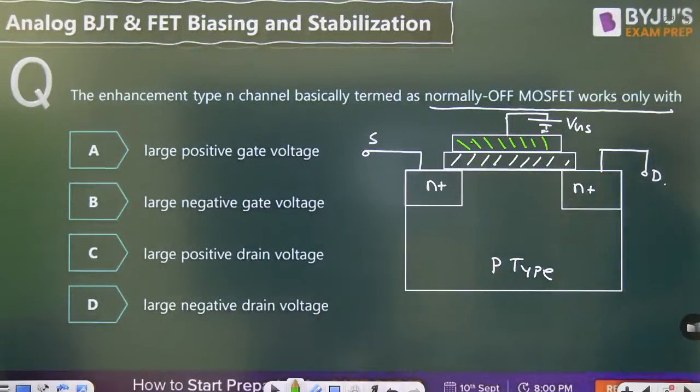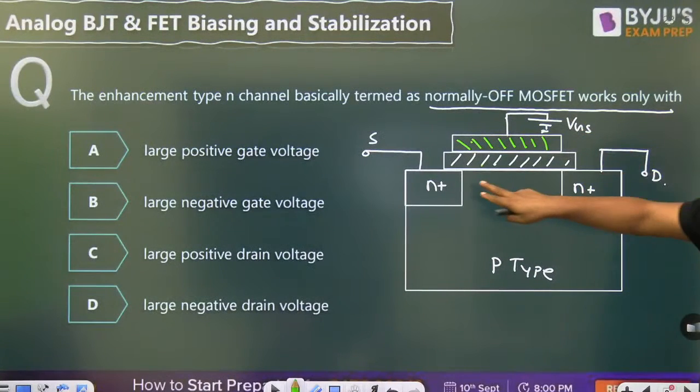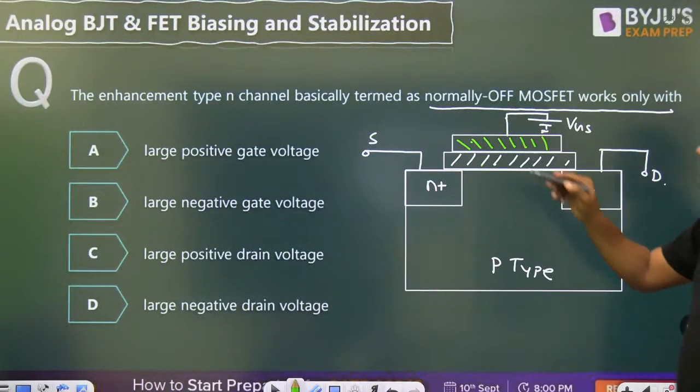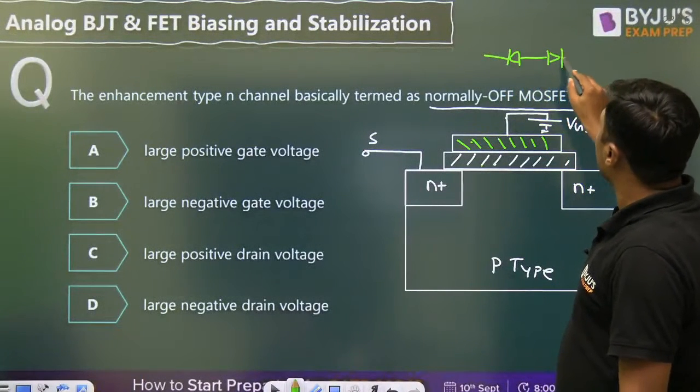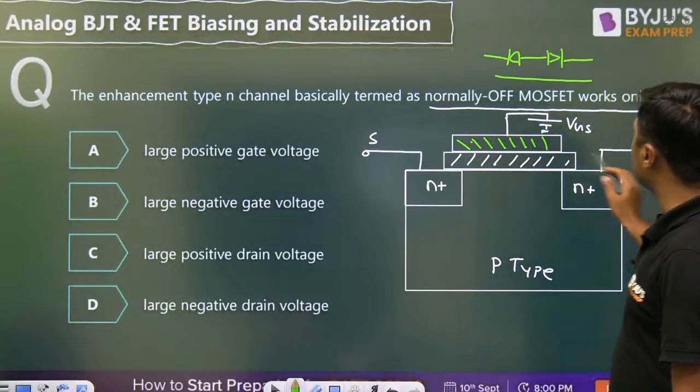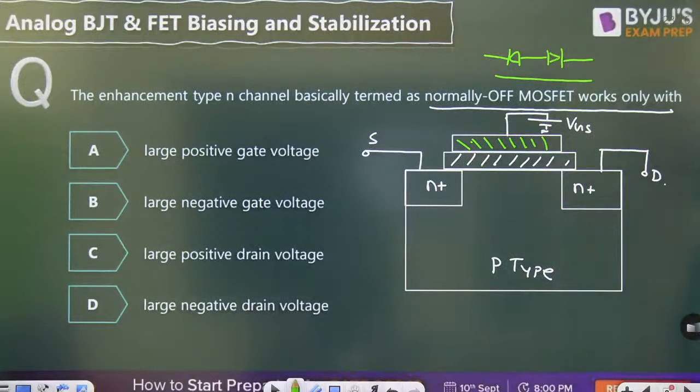Which answer is correct? Enhancement type N channel. This is the N channel. Normally off. Normally off means initially there is no channel in between. It acts just like two diodes connected back to back. And therefore, there will be no current from drain to source. It is called normally off transistor.